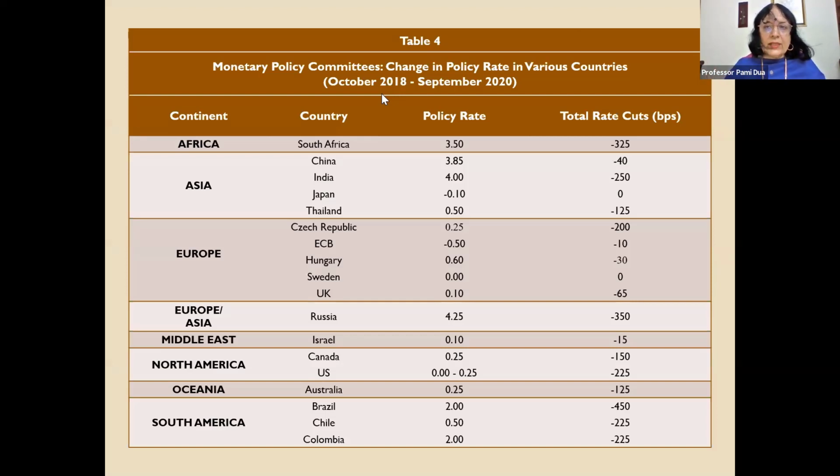So in South Africa, we have seen an interest rate cut of 325 basis points. In India, of course, I've told you 250 basis points, Thailand 125 basis points, Czech Republic 200 basis points, Russia 350 basis points, Canada 150 basis points, US 225 basis points, Brazil 450 basis points, and Chile and Colombia 225 basis points. So whichever part of the globe you see, you can see that policy rates have been cut, and this is a synchronized cut in interest rates across the world.